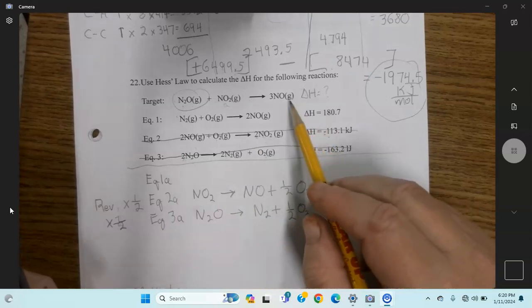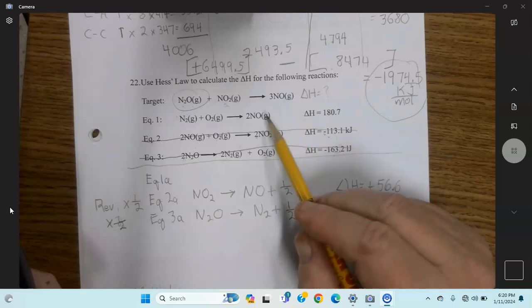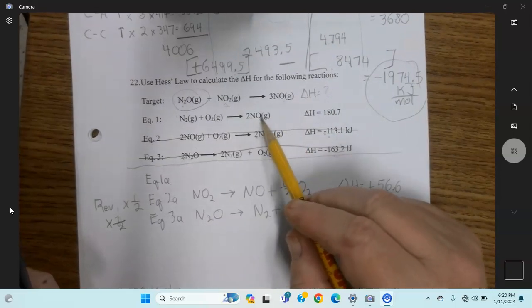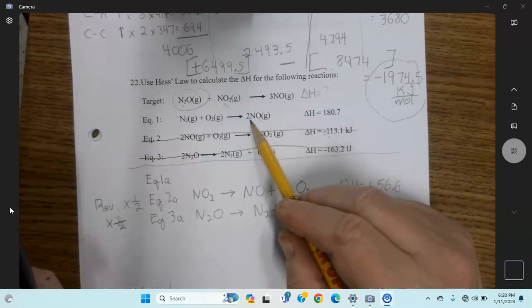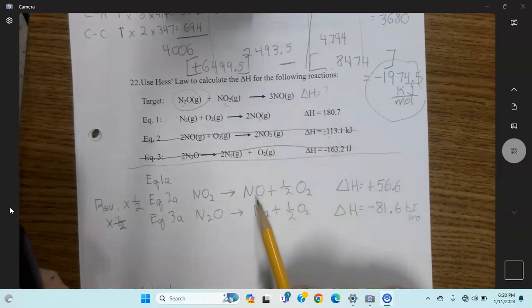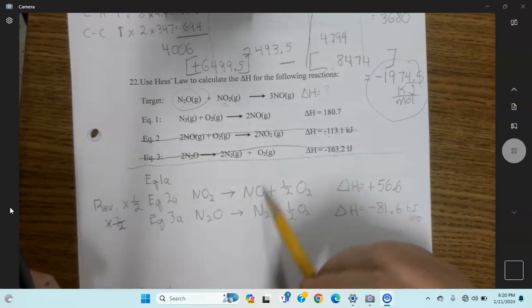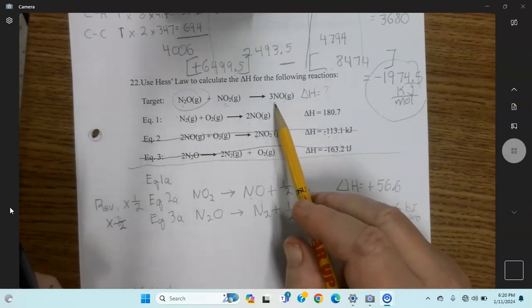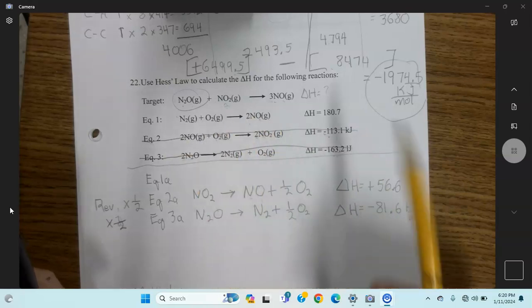Okay, now we have 3NO. Okay, so we need 3NO. So up here we have 2NO. It's on the right side, but you need it to be 3. So do you need to multiply by 3/2 to get that to be 3? No, because you have another NO down here in equation 2a. So if we take 2NO plus 1NO, we get 3NO. So what does that mean? It means we don't have to do anything to equation 1. It's already ready to go.